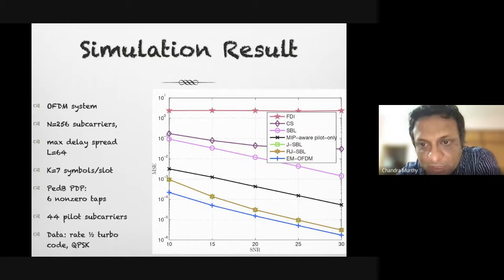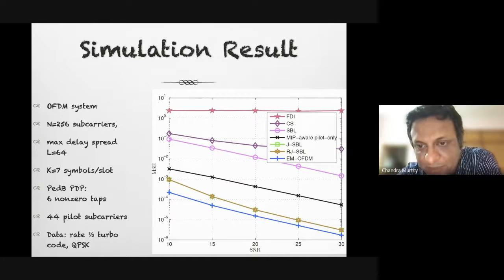But what is even more interesting is the green square and the pentagram, whatever, brown color curve, which is the ones marked JSBL and RJSBL. They're actually the same algorithm, but RJSBL is a faster version of JSBL. This does joint sparse Bayesian learning where it's jointly estimating the data and the pilot symbol.